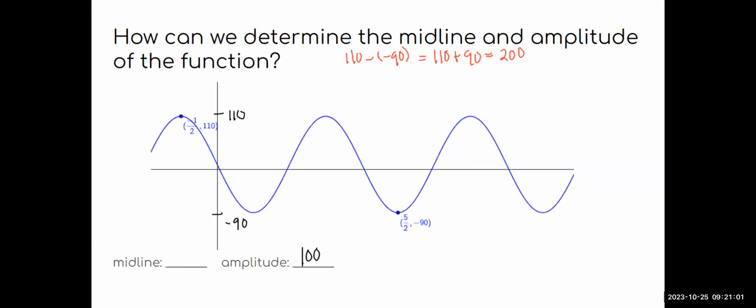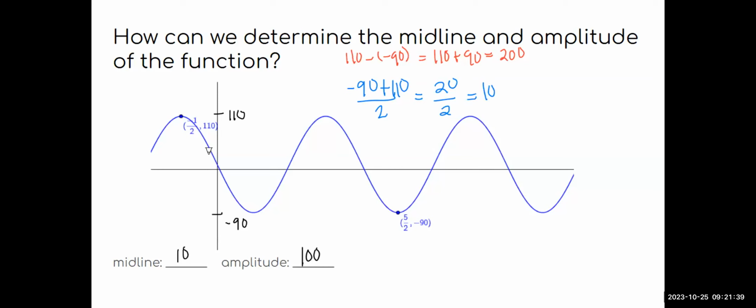Now, if we add them, which is how I usually start, if we add -90 and 110, and then divide by 2, remember that's going to give us the middle. We're averaging those two numbers to find the middle. What is this, you guys? 110 minus 90 is 20. And 20 divided by 2 is 10. How did I do? Okay, so we just found the midline is 10.